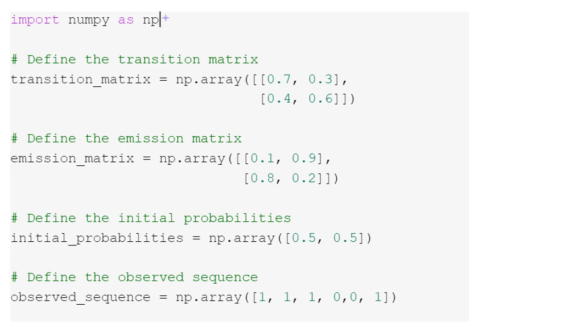First, we are importing the NumPy library, like we are importing the necessary libraries we need. Next, we are defining the transition matrix using np.array. Next, we are defining the emission matrix using np.array. Next, we are defining the initial probabilities in array form, and next we are defining the observed sequence in array form. The transition matrix, emission matrix, initial probability, and observed sequence will be the inputs of this experiment.